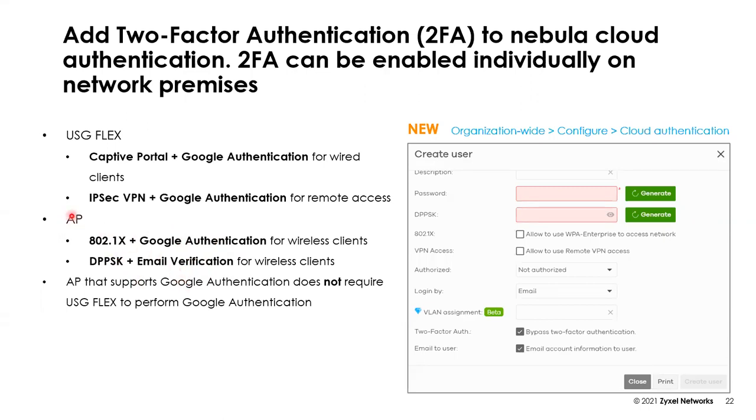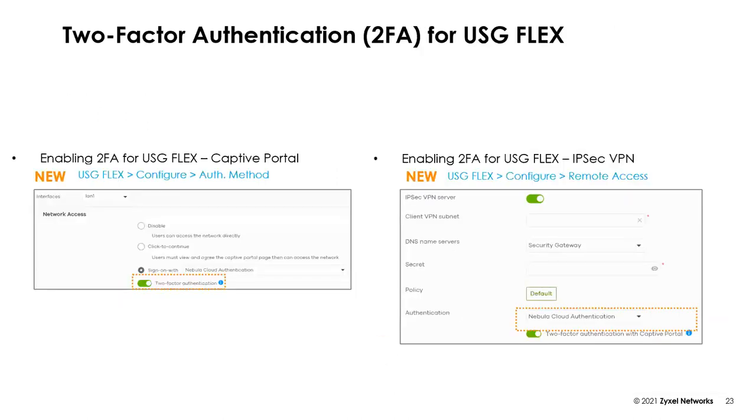So if you are using AP to do 802.1x, you do not need a USG Flex gateway. The AP has the ability to do Google authentication directly itself. This is just showing here that on the USG Flex, to enable two-factor authentication for Captive Portal, you find that under USG Flex, configure, auth method. If you want to enable two-factor authentication on the USG Flex for IPsec VPN clients, you go to the USG Flex, configure, and then remote access.